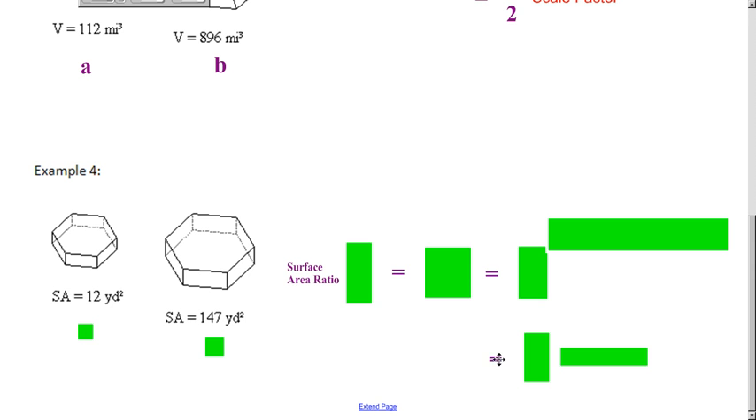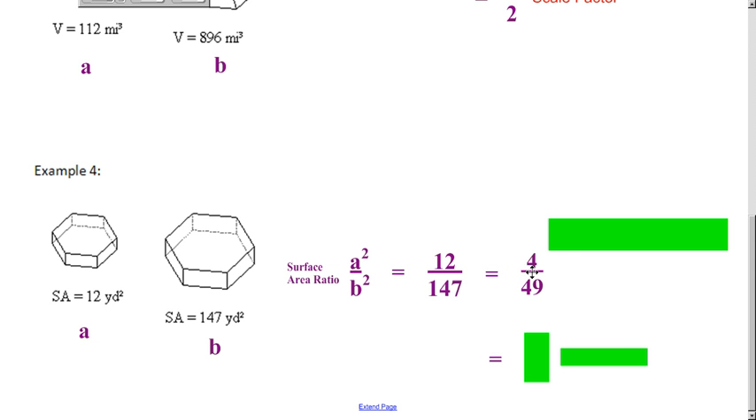Example 4, when we look at example 4, we're now dealing with an area. I labeled my figures. I am now using a surface area or an area ratio. Therefore, I'm squaring it, a squared, b squared. Put my surface area in a fraction in the respective form, a and b. So 12 on top and 147 on the bottom. This ratio would reduce to 4 over 49.